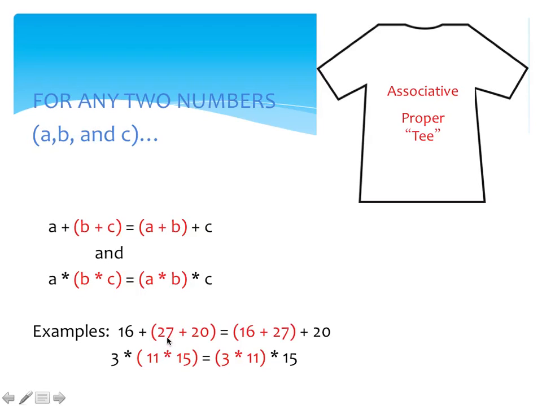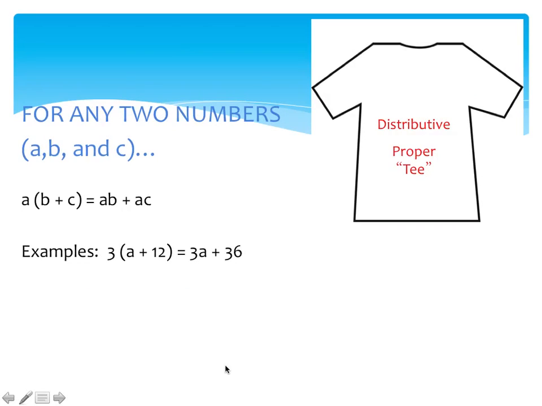So here are some examples with numbers. Notice, again, my numbers are in the same position: I have 16, then 27, then 20. Here I have the same thing, 16 plus 27 plus 20. It is simply the groupings that change, the parentheses that have moved. And it works for multiplication as well. It doesn't matter if I multiply 11 times 15 and then multiply that product times 3, or I multiply 3 times 11 and then that product by 15, I'm going to end up with the same answer.